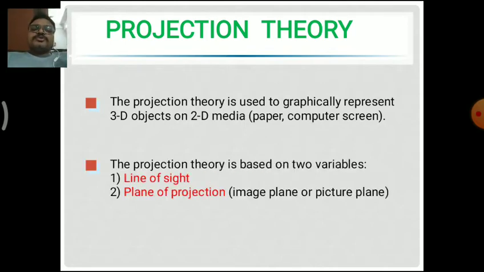This projection theory is based on two variables only. The first one is the line of sight and the second one is the plane of projection. The plane of projection means the image plane or picture plane, which we see with both our eyes, that is the image or a 3D picture. The first one is the line of sight, which is what the observer does with their eyes or with a graphical structure.